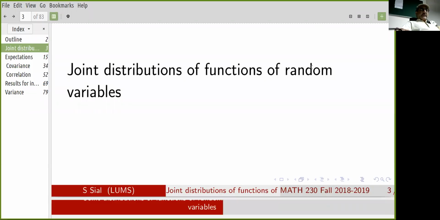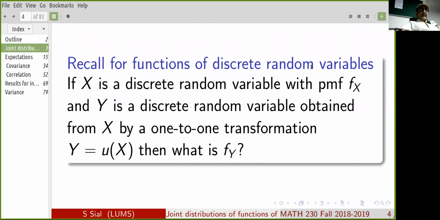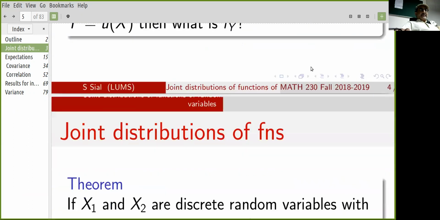In this session, we look at joint distributions of functions of random variables. Recall that when we were talking about x being a discrete random variable with a PMF f sub x, and y being a discrete random variable which was a function of x, y equals u of x, and if this was given by a one-to-one transformation, then we ask what is f sub y.